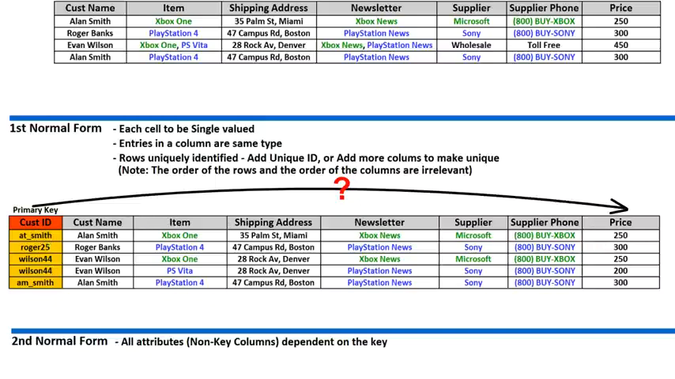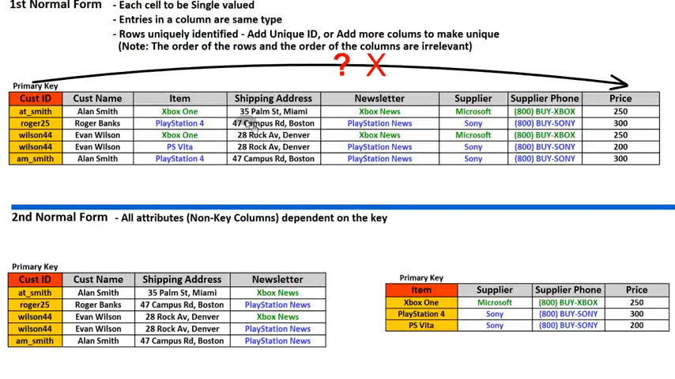And the answer is no. It doesn't matter who buys an Xbox One, the price will be the same. When Alan Smith or Evan Wilson buy it, the price will be the same. So the key in the table doesn't determine this. So we have attributes, meaning columns, that don't depend on the key. So those have to be separated out.